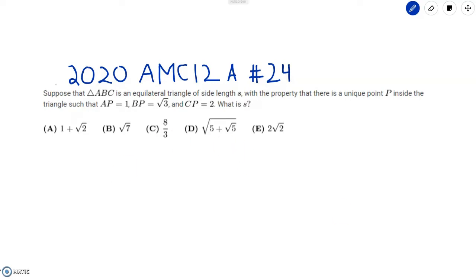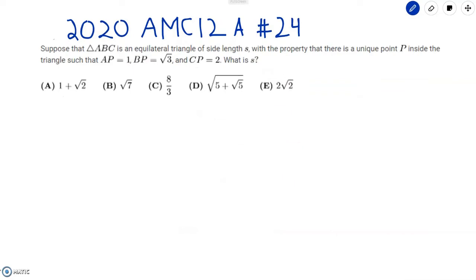So the problem reads, suppose that triangle ABC is an equilateral triangle of side length S with the property that there is a unique point P inside the triangle such that AP equals 1, BP equals 3, and CP equals 2. What is S? Before I start, I'd like to mention that this problem was very similar to an old AMC problem, I believe 2012 AMC 12A number 13. If you've done that problem, then you probably knew how to do this on the test. So I'll just go over the solution now.